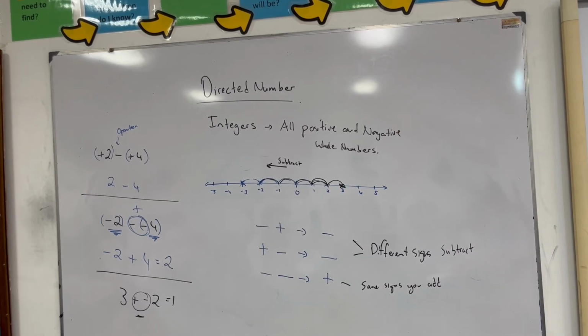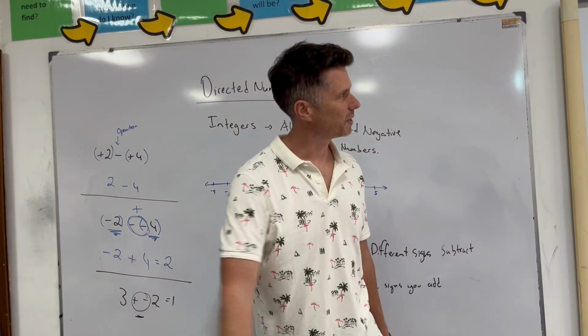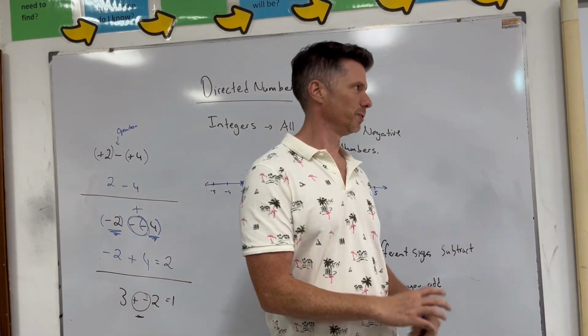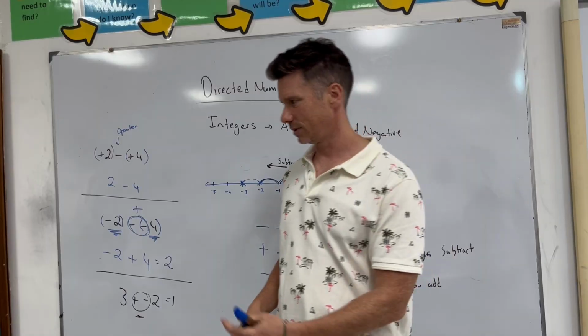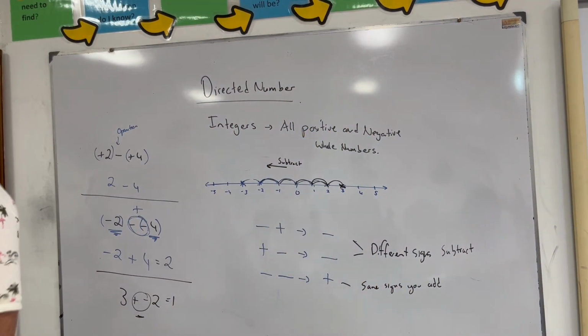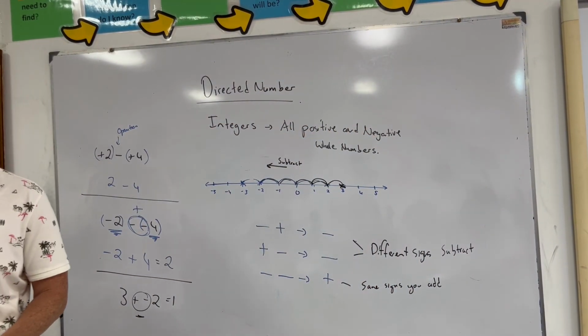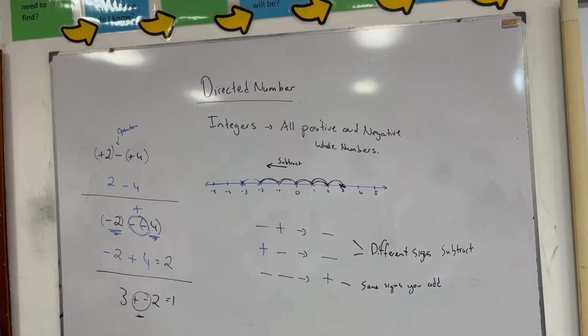So the answer to the first one is 2. The answer to the second one here is 1. The answer to the third one is 0. The answer to the fourth one is -1, yes. So you just write down those answers.